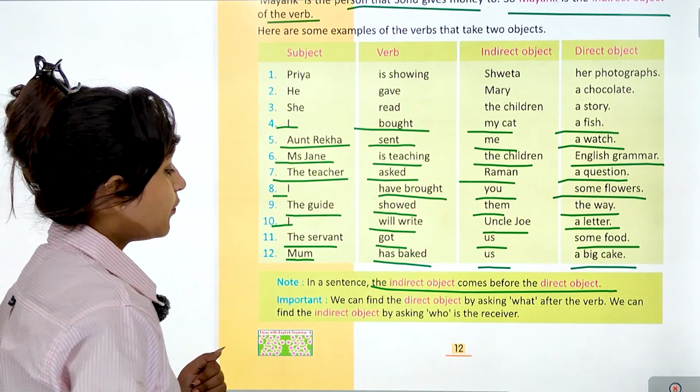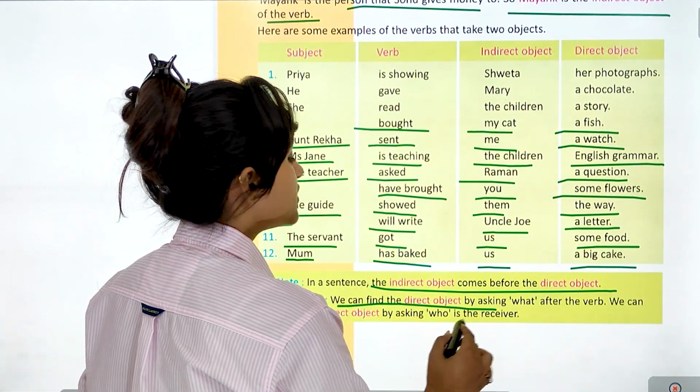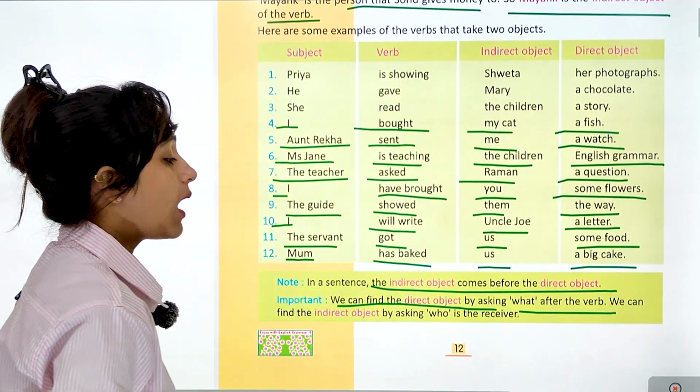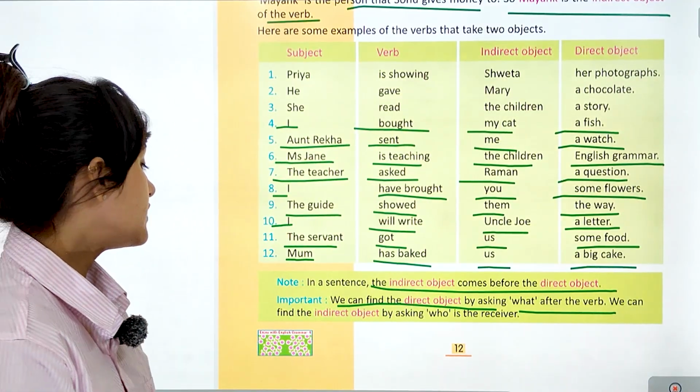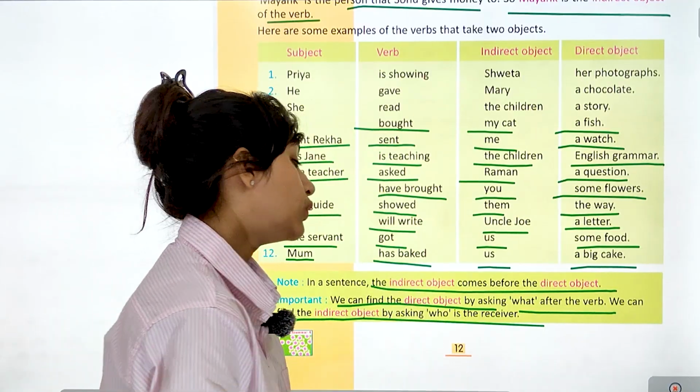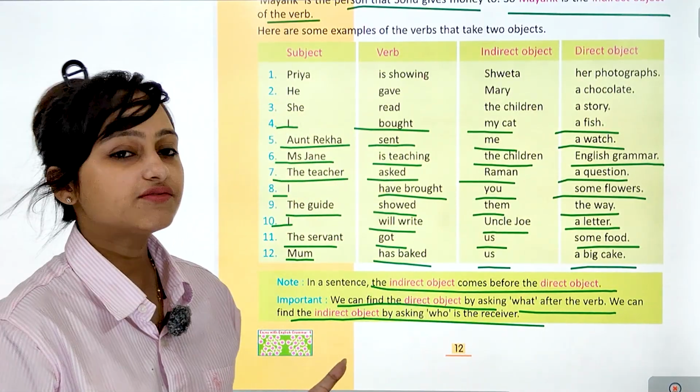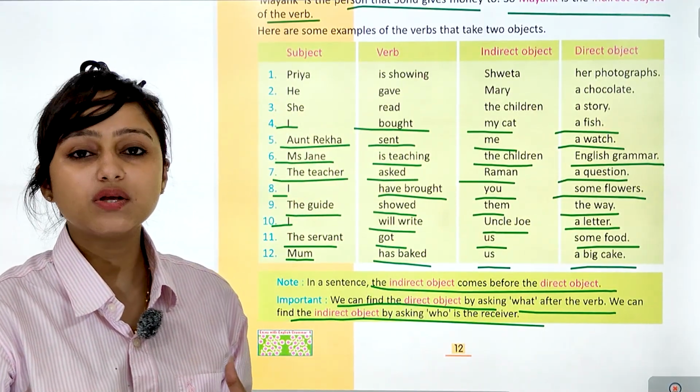वो हमेशा इंपॉर्टेंट. We can find the direct object by asking what after the verb. हम डायरेक्ट ऑब्जेक्ट कैसे फाइंड कर सकते हैं? What लगा के verb के बाद. Like we can find the indirect object by asking who is the receiver. Indirect object कैसे find कर सकते हैं कि receiver कौन है, who is the receiver.